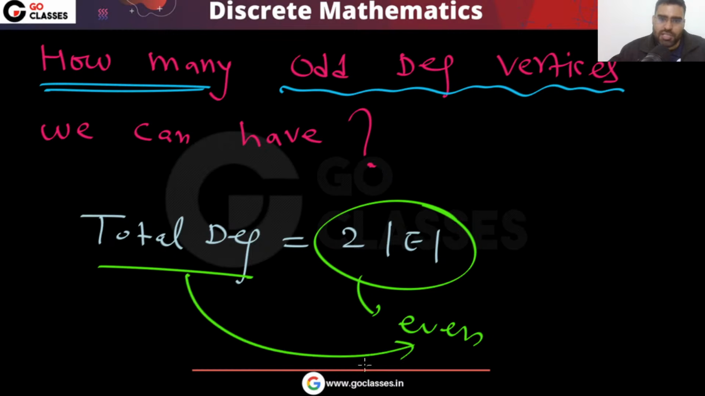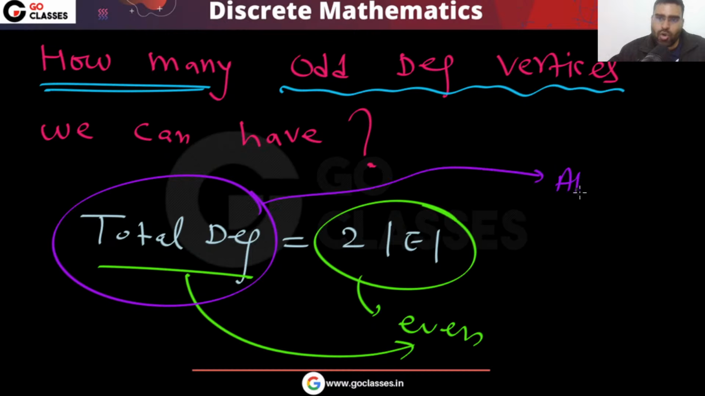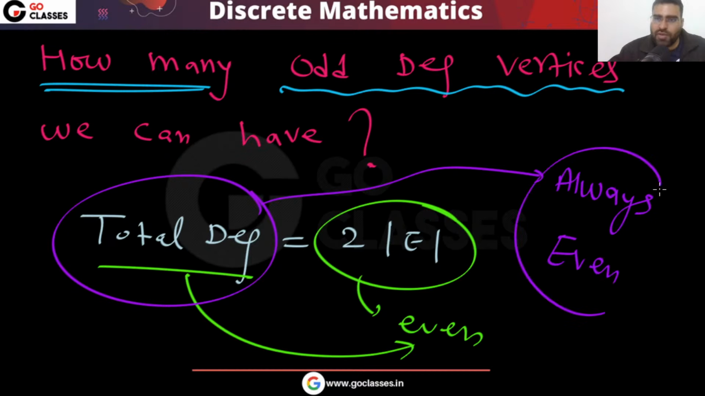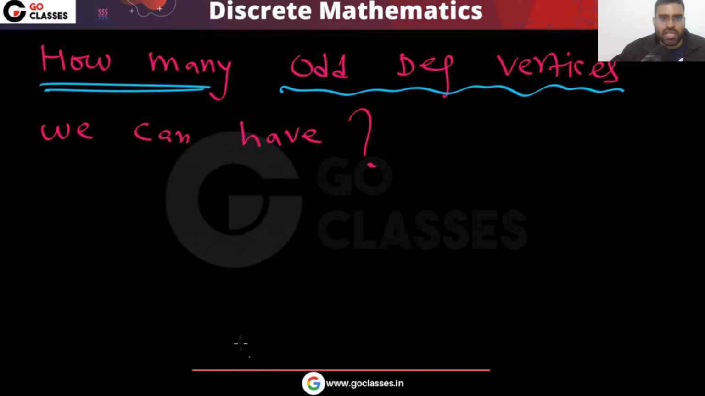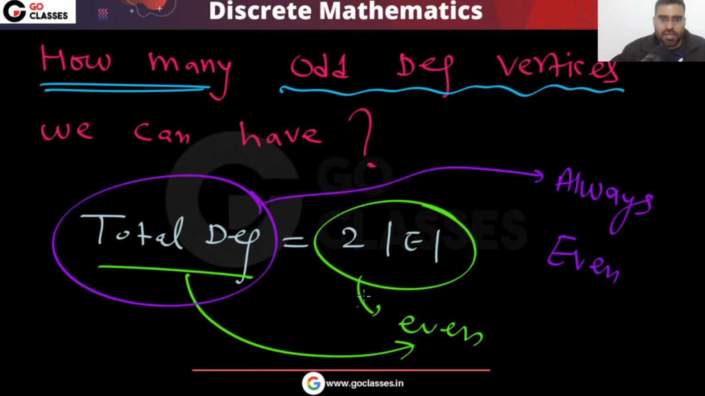Total degree will always be even. This is an important point: total degree is always even. Now you tell me how many odd degree vertices you can have. The answer is very simple. Total degree must always be even.